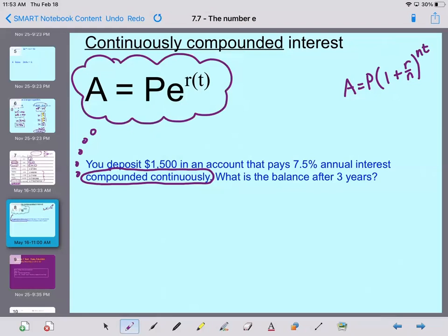The PERT formula: A equals P e to the exponent of rt. So the rt is the exponent for the e. You only use this formula if you see the phrase compounded continuously. That's it. Never ever use it besides that phrase. If you see compounded monthly, you use that other formula in the upper right-hand corner.